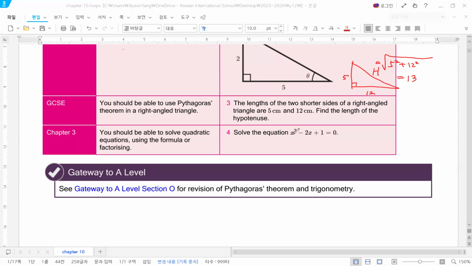And question number 4 is a simple quadratic equation. I really want you to identify this one as a perfect square, which is (x minus 1) squared equals 0. Therefore, x equals 1.